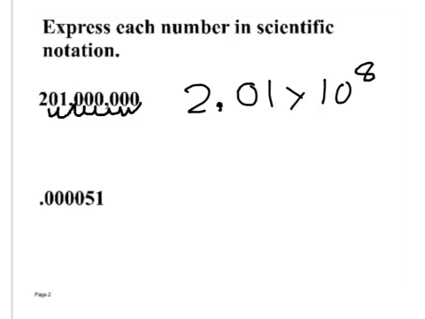0.000051. Remember, we write the decimal behind the first significant number. And this is 5.1. We move the decimal 1, 2, 3, 4, 5 times. So we write times 10 to the negative 5th because we moved it to the right. Remember, when you move the decimal to the right, we write a negative exponent. When you move it to the left, you write a positive exponent.